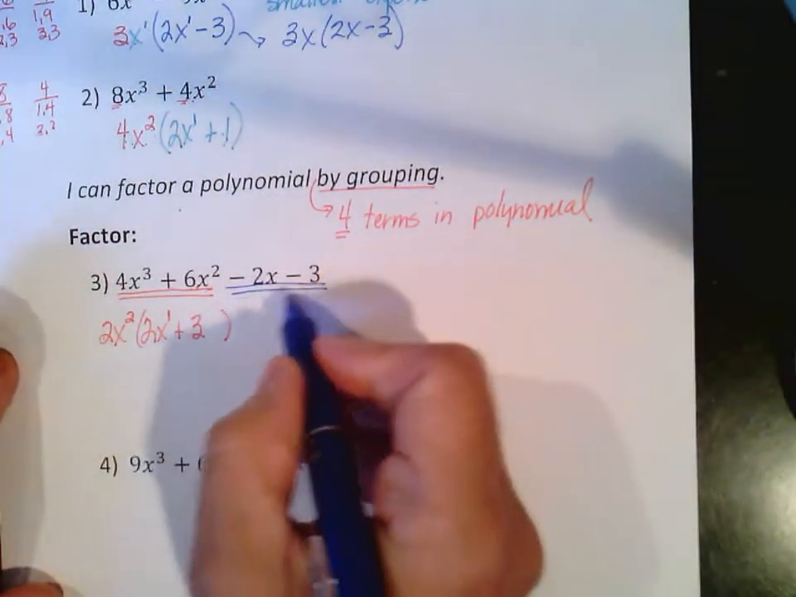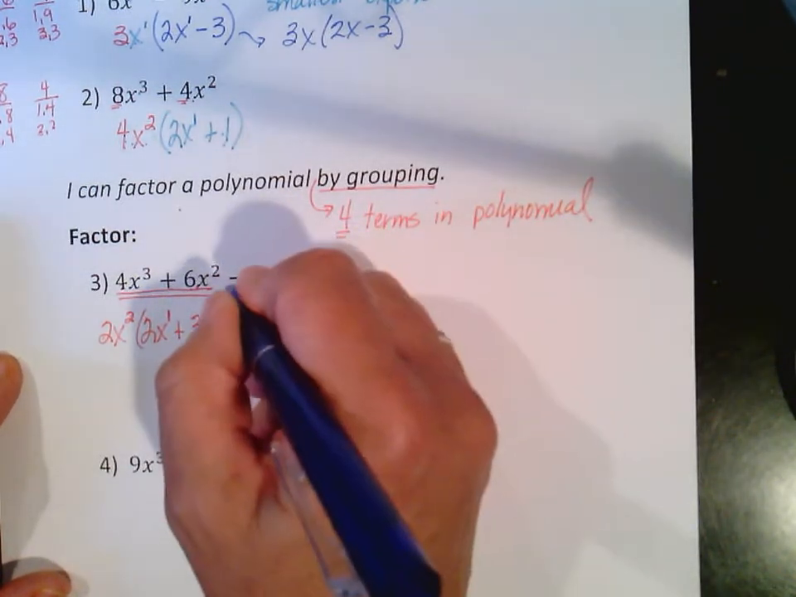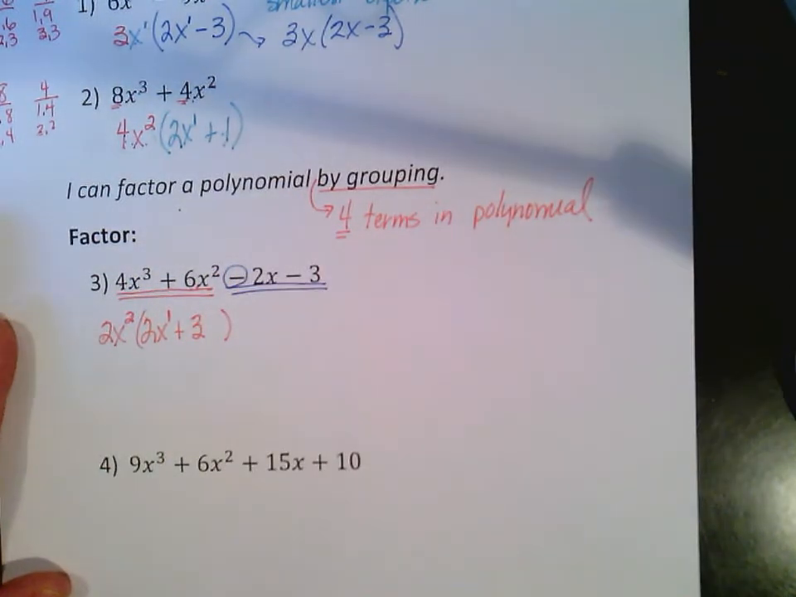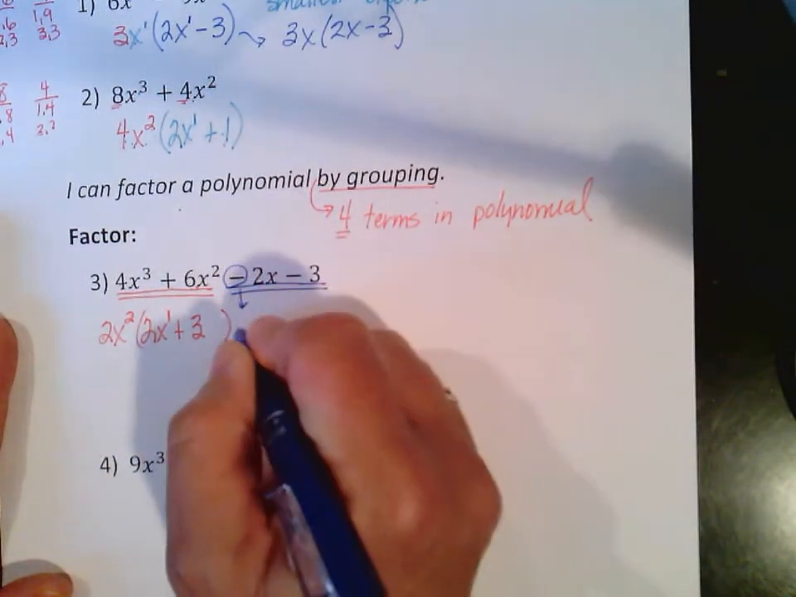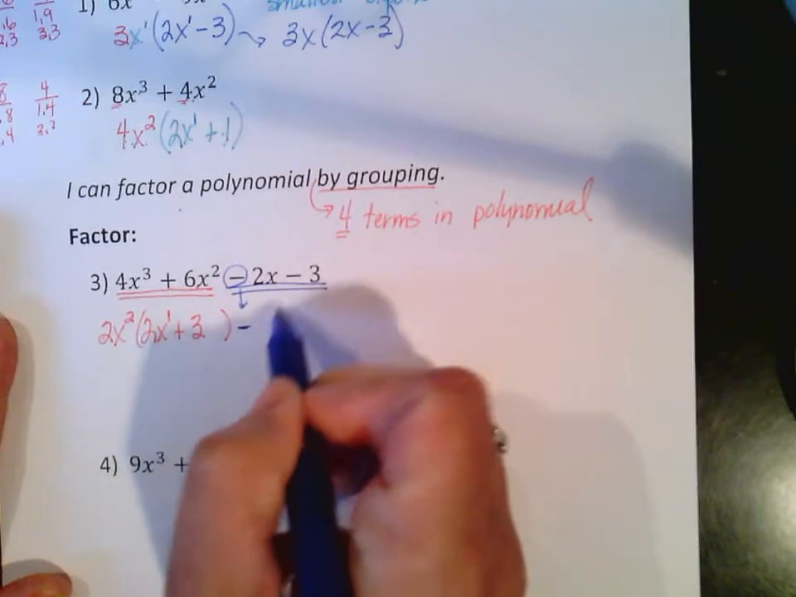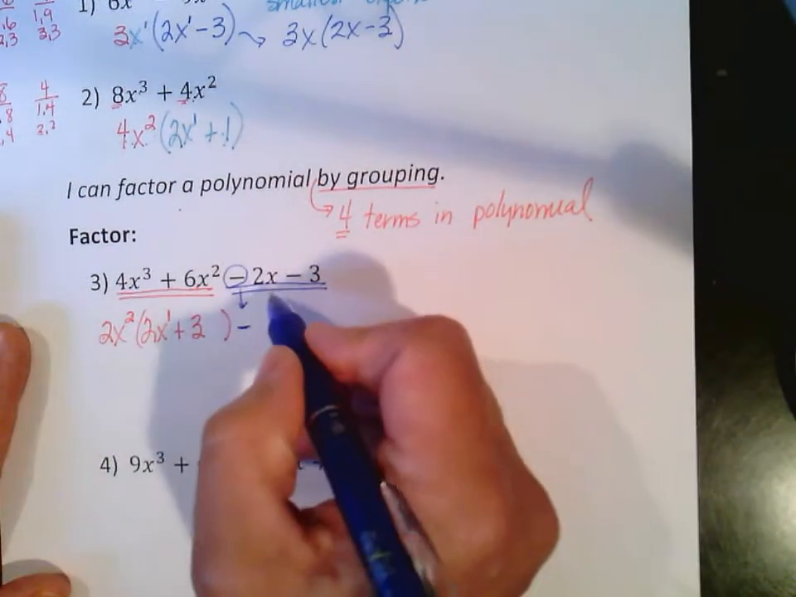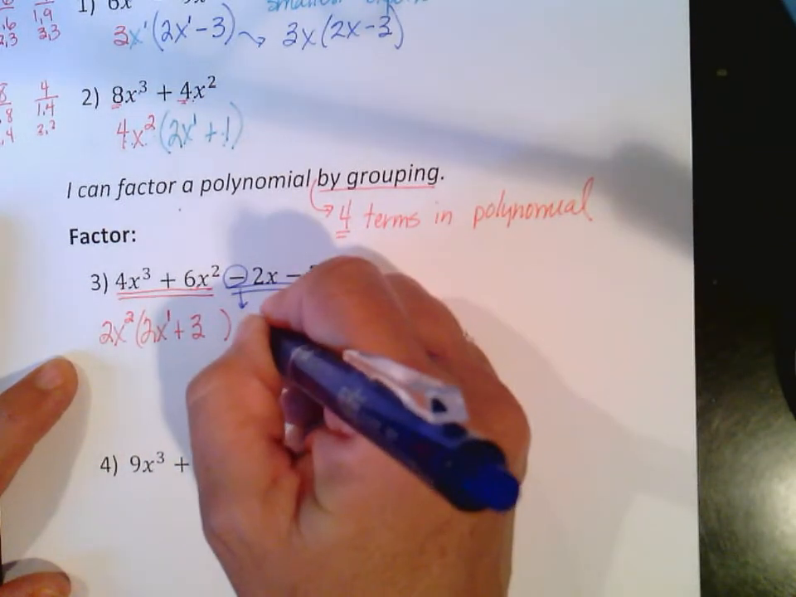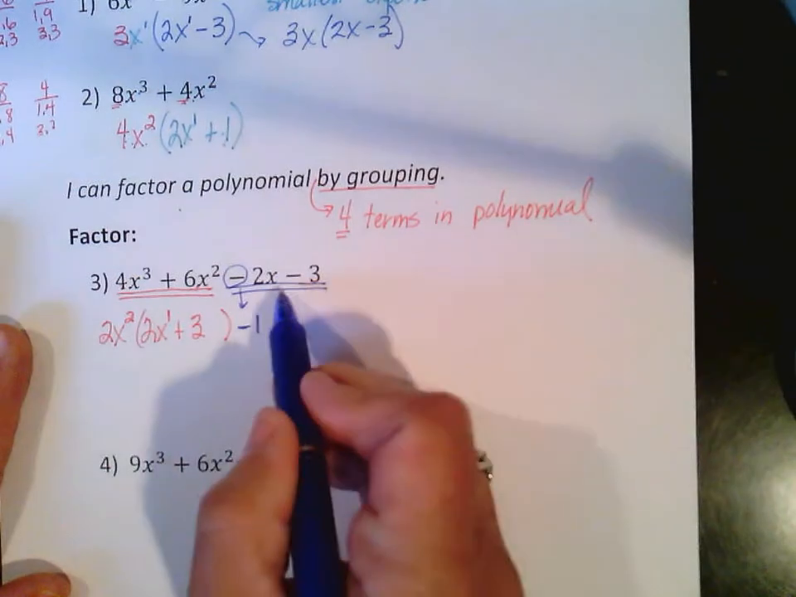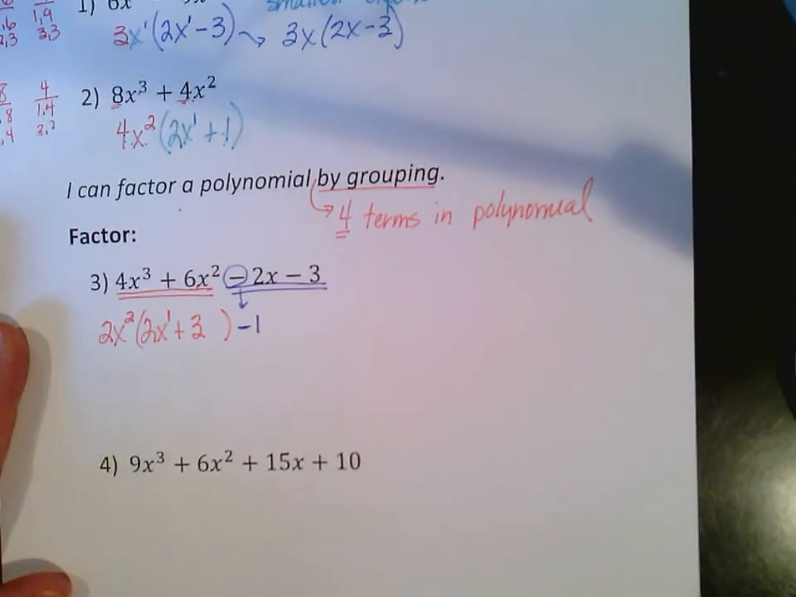When we look at the next group, one thing I want you to always remember, on the second group, whatever this sign is on the outside of the first term, that's what you're going to be factoring out. So if that's a plus, I'm factoring out a plus. If that's a negative, I'm factoring out a negative. You look at the coefficients. What goes into both 2 and 3 evenly? There's not, so you're going to use a 1. I don't have an x on the 3, so I can't factor an x out. So all I'm factoring out is a negative 1.